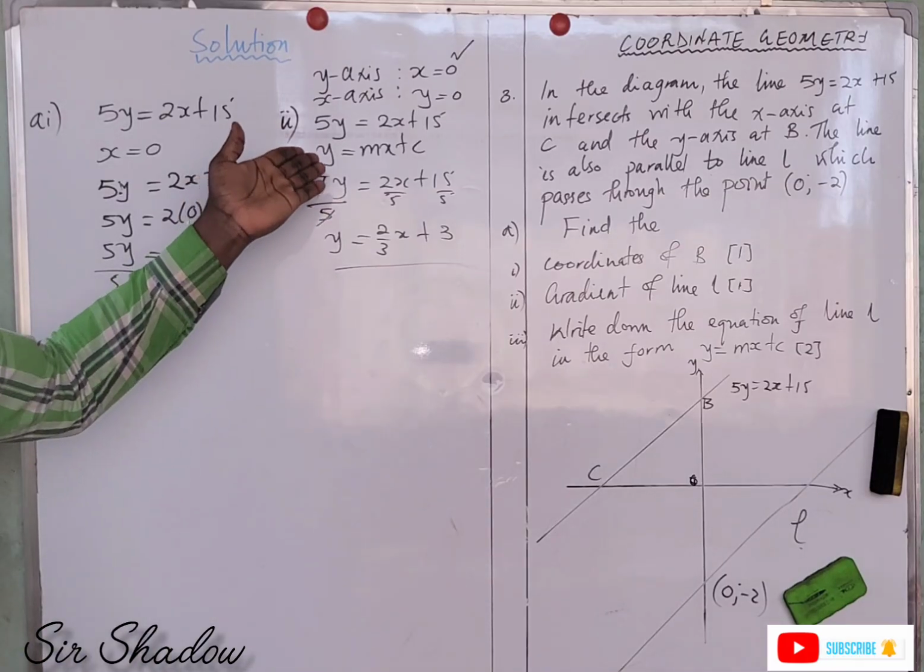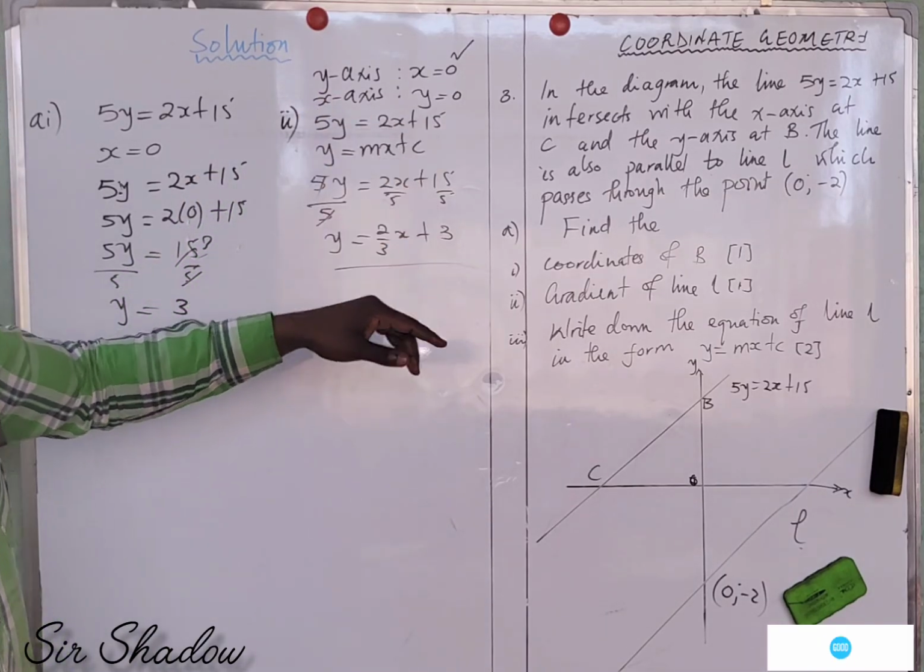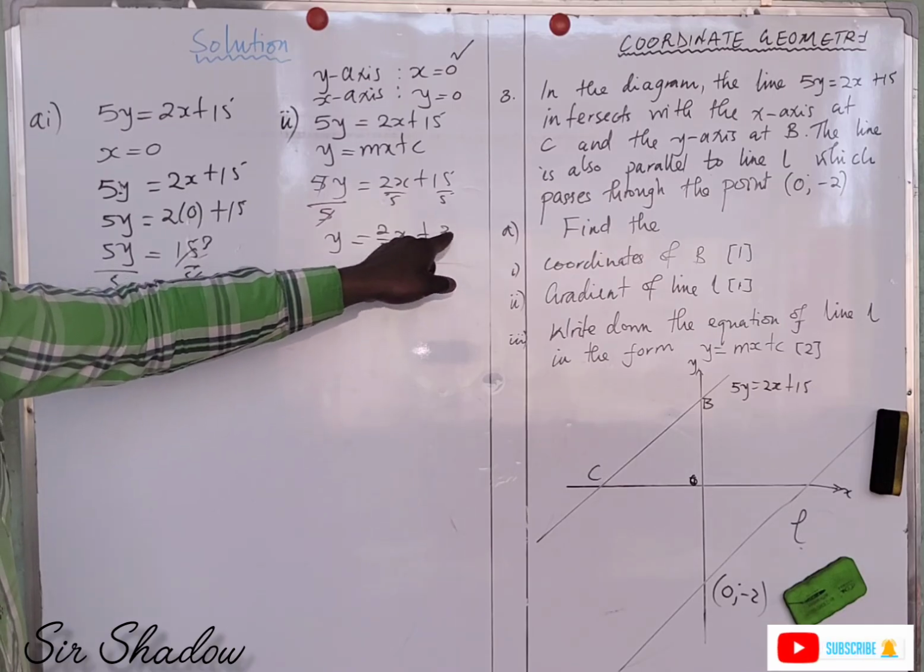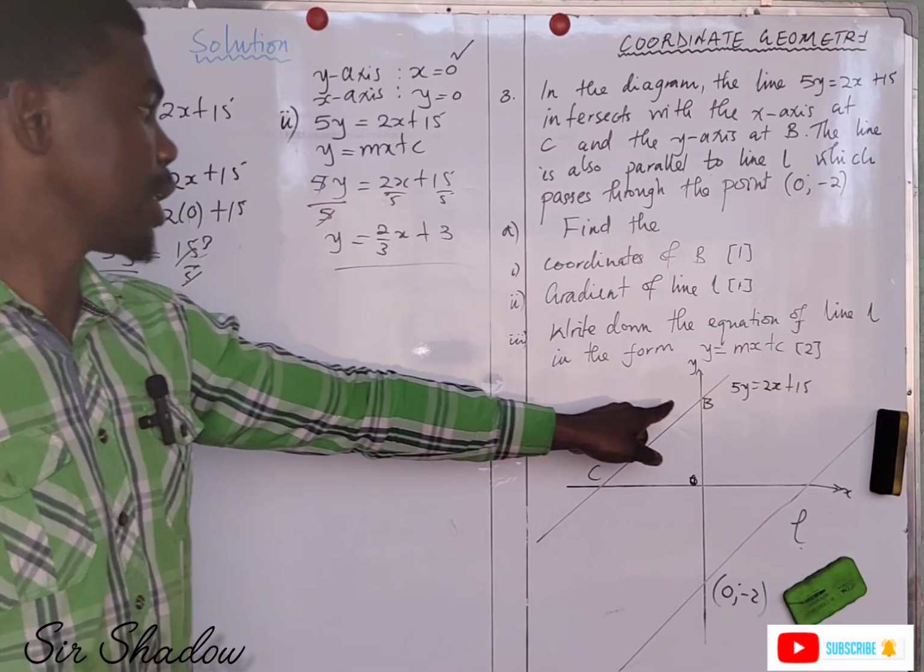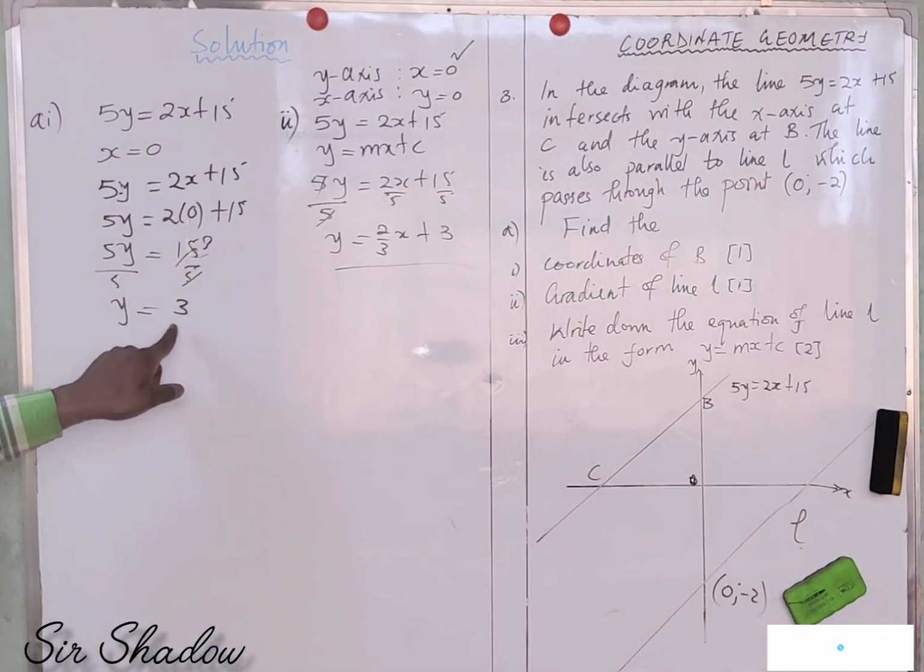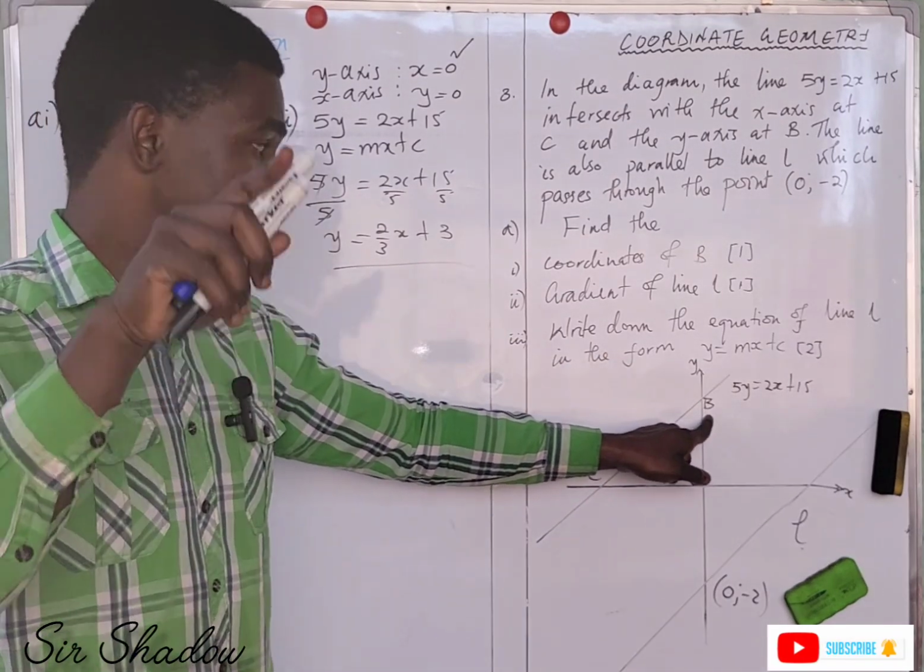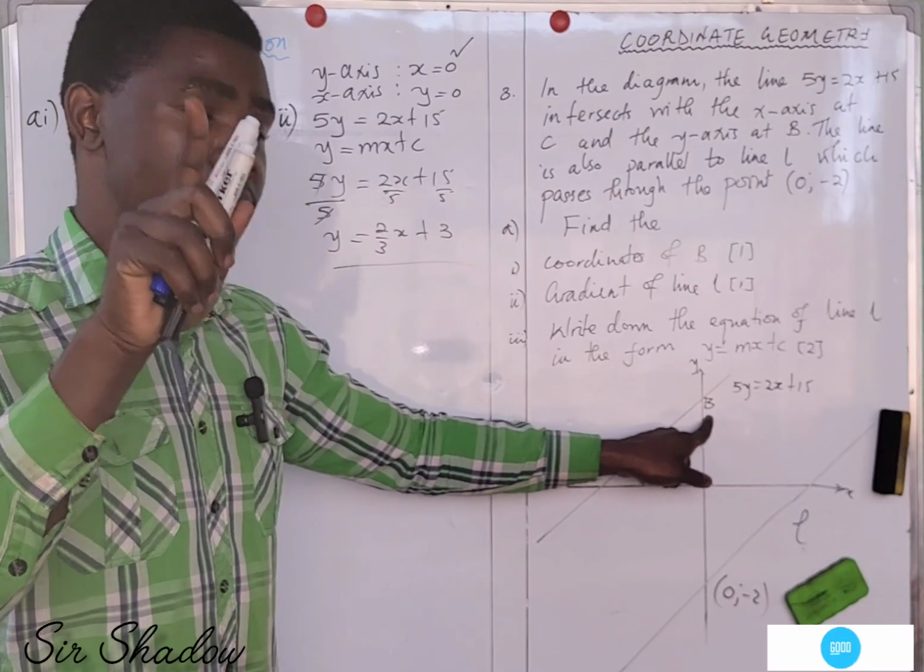When you are trying to draw this line, it crosses the y-axis at 3. So here there's 3. Like I said before, since I managed to find the coordinates of B, I managed to get 0 and 3. So the y coordinate is always 3.